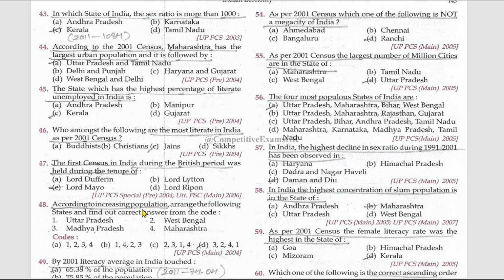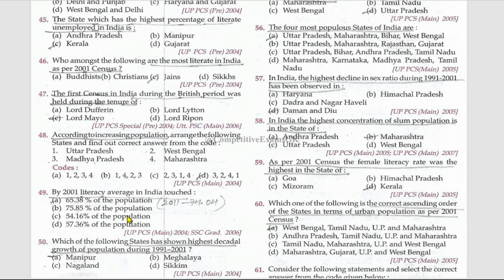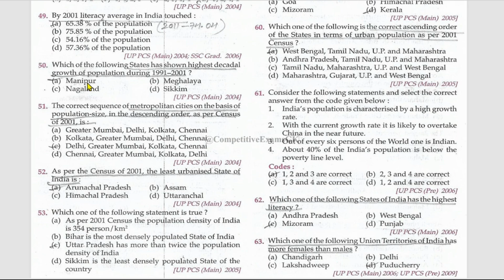According to increasing population, arrange the following states and find the correct answer from the code. That is, increasing population: Madhya Pradesh, then West Bengal, then Maharashtra, then Uttar Pradesh. By 2011, the literacy average in India touched 74.04%.